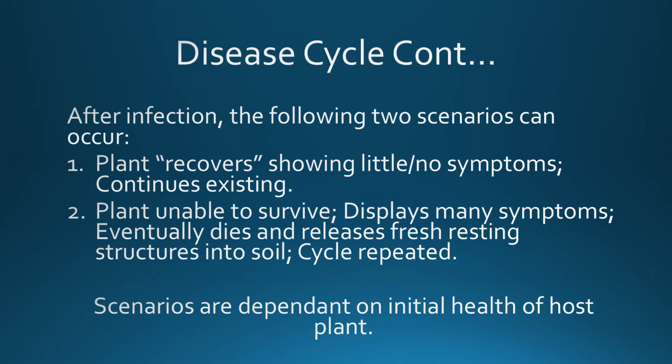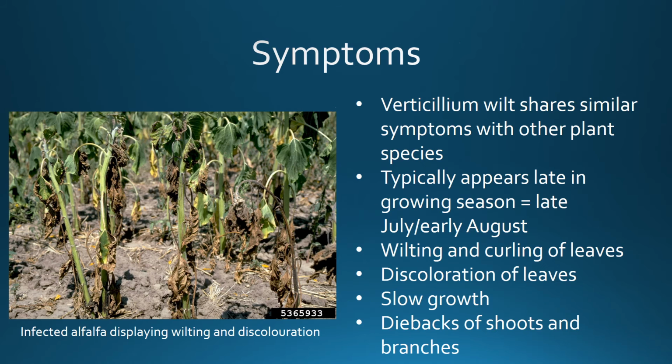The disease will then return to the soil in the fall season as resting structures, which will then overwinter and repeat the disease cycle all over again. Symptoms of this plant disease are very similar to that of others, which makes it a challenge to identify and make appropriate management strategies. This is further complicated by the fact that symptoms tend to appear late in the growing season, in late July and early August, and often in combination with other plant diseases, which makes it difficult to differentiate between them.